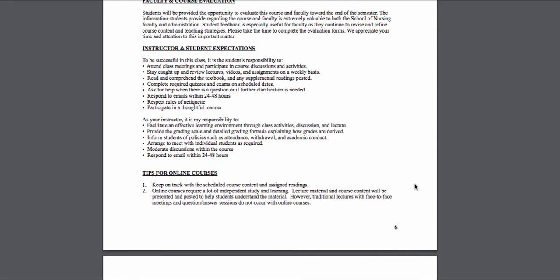Tips for online courses. Just try to keep up with the scheduled course content and the readings. With your readings, like I said, try to focus in on the areas that I covered during the lectures, and that should help narrow it down for you a little bit. Online courses do require a lot of independent studying and learning, so just stay on track. That's my best suggestion with it. I do give the modules a fair amount of time, but with pharmacology, you can't wait till the end. I'll talk to you about this when we go through the calendar.